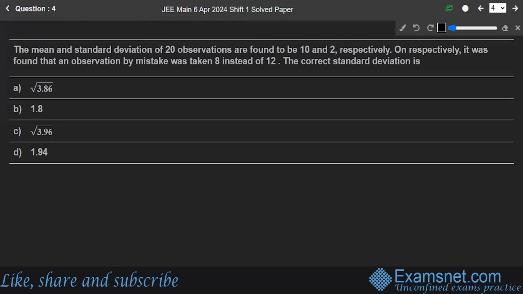Question number 4. The mean and the standard deviation of 20 observations are found to be 10 and 2 respectively.